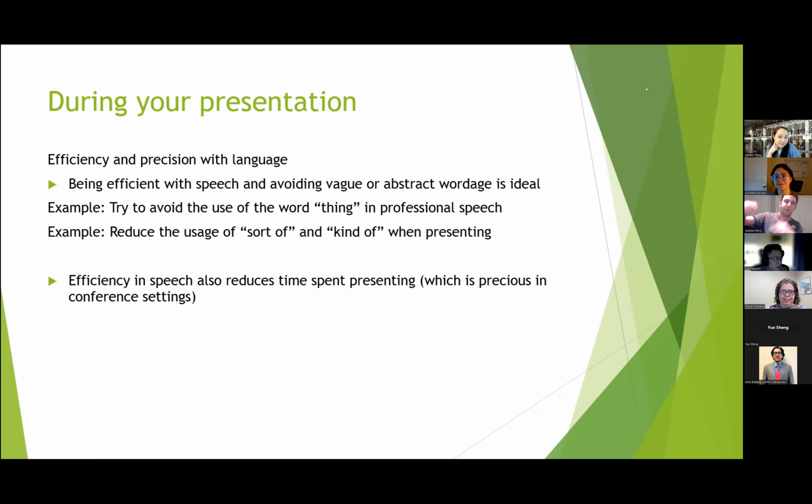I had a professor in my master's program, Dr. Nash, love her to death. She was one who hated the use of the word thing. She said, if you use the word thing, by definition, there is a better word than the word thing. So when you're presenting, try to avoid just saying thing and say anything else that can better describe the item or the concept or construct that you are trying to describe. And being efficient also reduces time spent presenting, right? So it actually makes things go quicker.